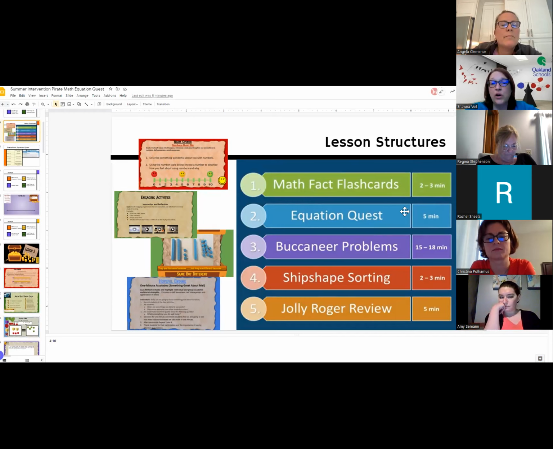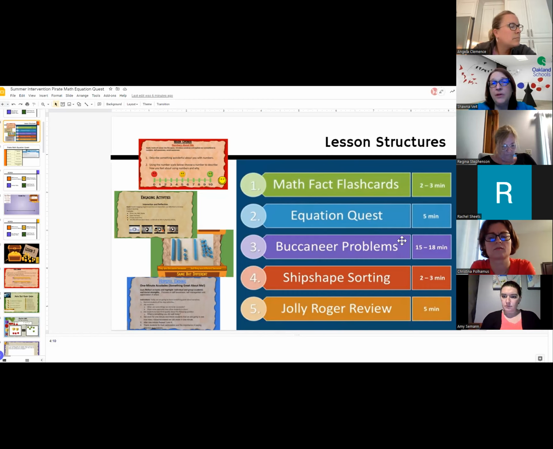Equation quest is pretty short. You're only going to see 2 or 3 problems that are done with equation quest each day. So if you're going to do that as a pull-out intervention to supplement what you're doing in the fall, not a big time suck. It really kind of takes care of itself. Buccaneer problems. These are the ones that we would do whole group or small group. So we would work collectively to think about these problems.